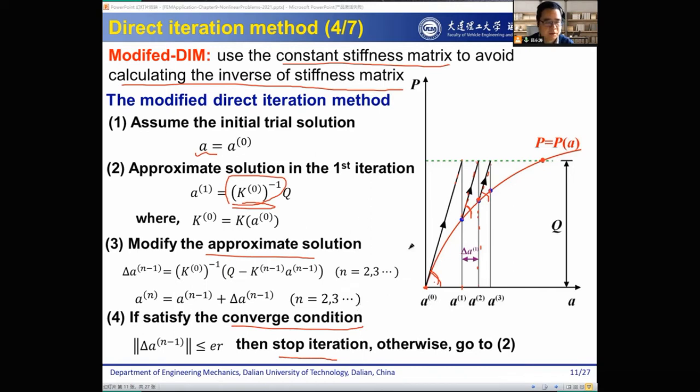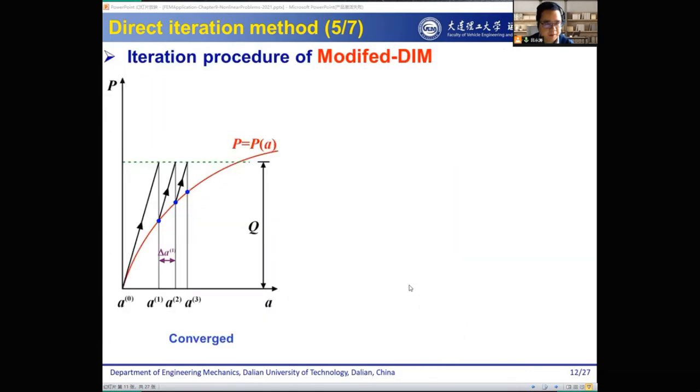Okay, so this is the modified direct iteration method. The main difference is that it uses the same slope as used for the first iteration, so it can avoid the calculation of the inverse of the stiffness matrix. Therefore, it's more efficient than the direct iteration method.